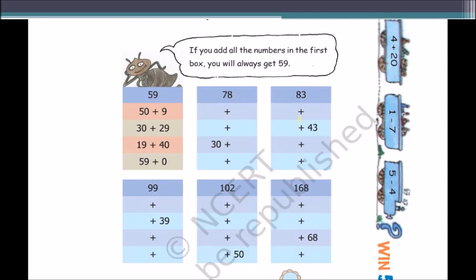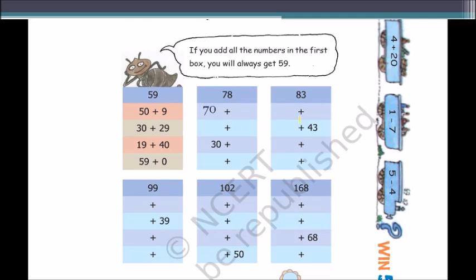Here the first one has been done already. Here we have to form 59. Some combinations have been given: 50 plus 9, then 30 plus 29, 19 plus 40. These are the combinations already given. We have to do the second column, which is asking us to make combinations for 78. Remember this: whenever you are making a combination for any number, just take any smaller number than 78. There are many numbers from 0 to 77. You can take any number from those.